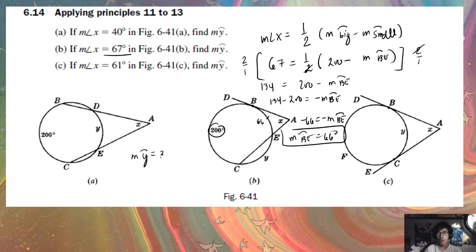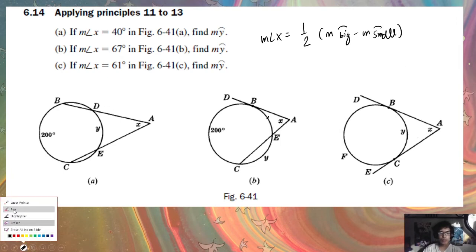So the measurement of arc y is just 360 minus 200 plus 66. So that is just 360 minus 266. So that's 94 degrees. So therefore, the measurement of arc y for our second problem is 94 degrees.